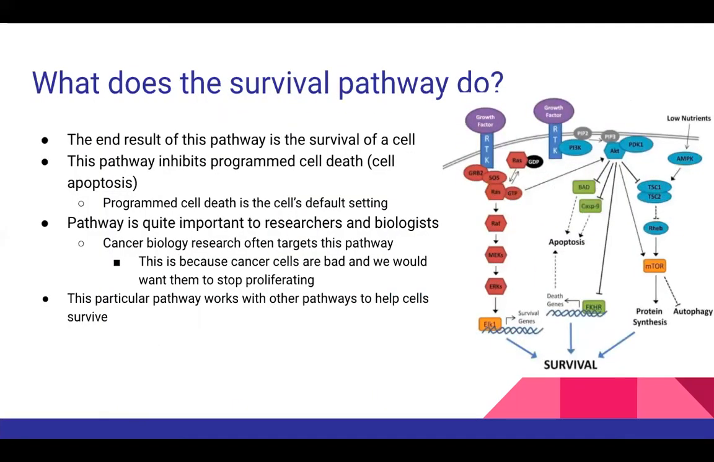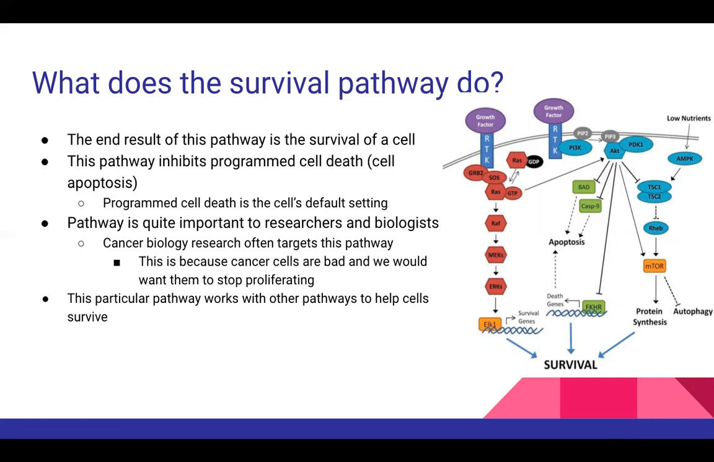Firstly, I thought it'd be useful to understand what the pathway does, or what the cell response, or end result, of the pathway is. Essentially the end result of this pathway is survival of the cell, hence the name survival pathway. Since we know that, then in order to promote cell survival, the pathway has to inhibit cell death, which is called apoptosis. Programmed cell death is actually the cell's default setting. So by running through this pathway, the cell is able to prevent cell death and allow for cell survival.